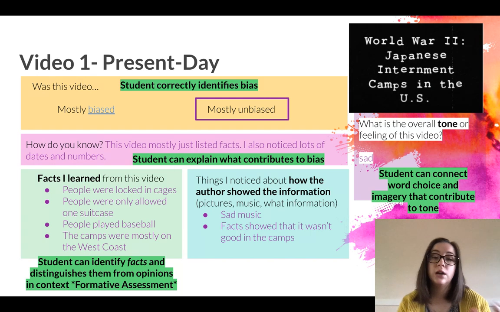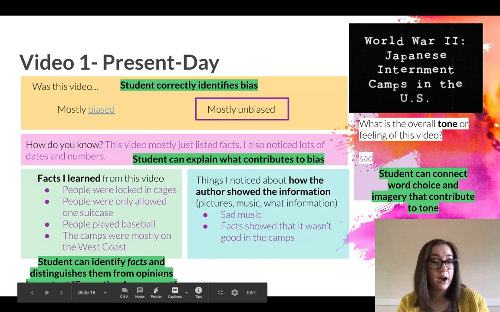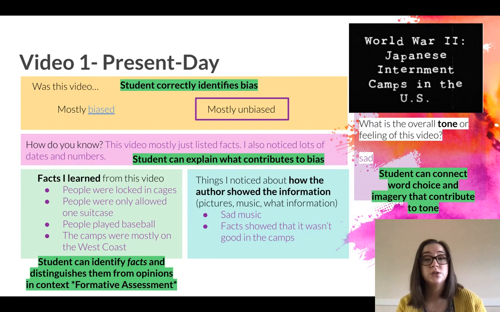So this was the more scaffolded student response. What I'm looking for in success: can the student correctly identify bias, right? If the student were to watch that US government video and say this is unbiased, I would need to re-examine that and reteach that. Can the student explain what contributes to bias? In this case, this video is unbiased. It's mostly facts, right? Dates and numbers, so they know that unbiased means facts, and they can connect that. Facts they learned from this video, so a student can identify facts and distinguish them from opinions. Especially if I know a student is already struggling with distinguishing between fact and opinion, maybe from an earlier activity or assessment, then I would use this to check in, how are we doing with fact and opinion?